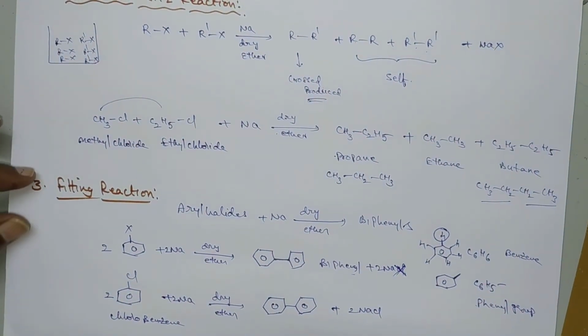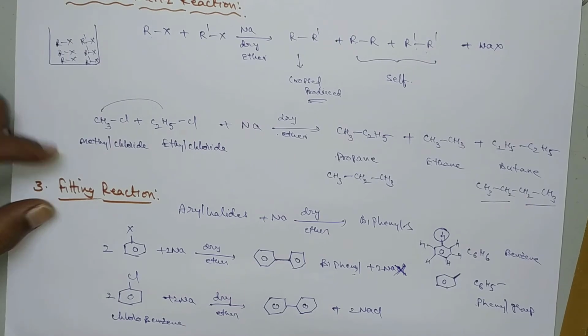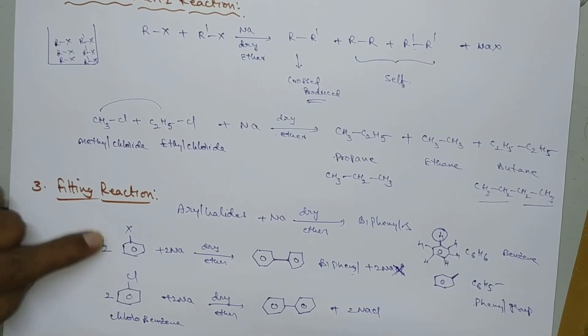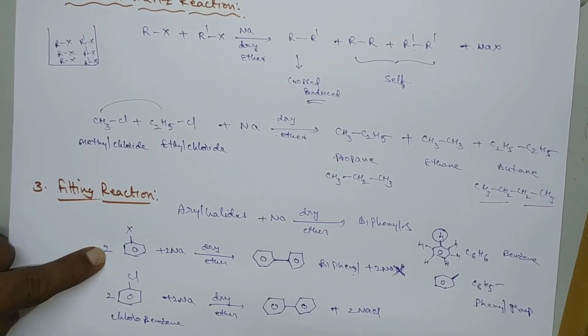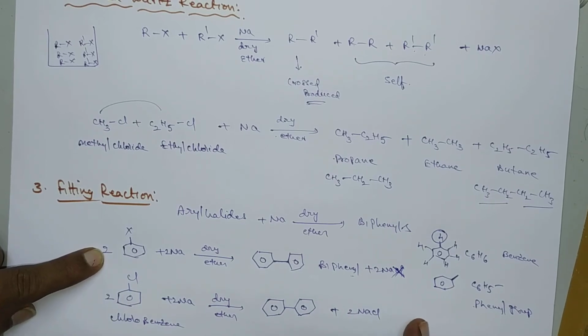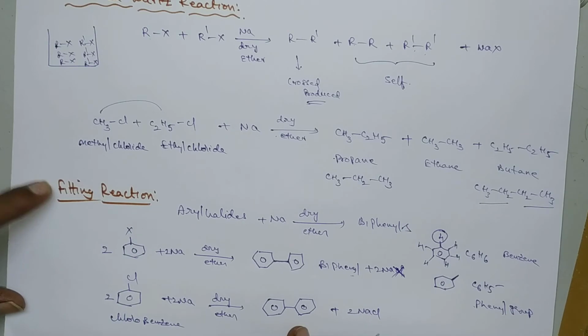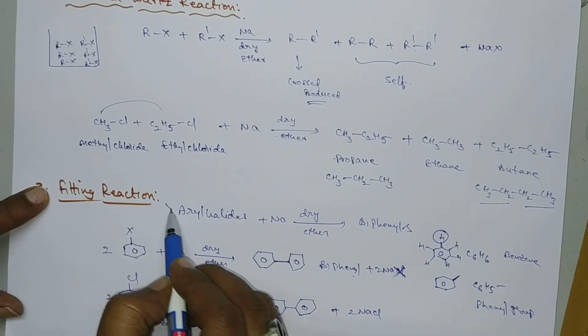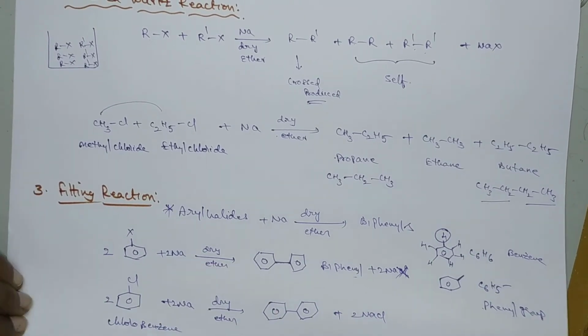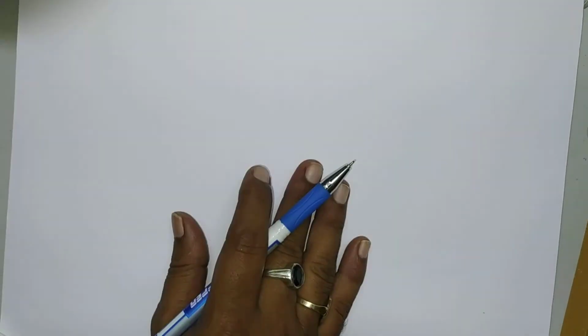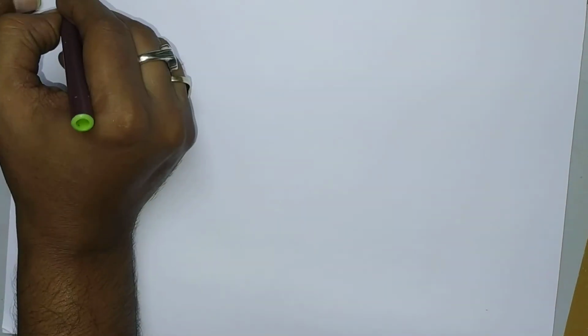So this is about the Fittig reaction. In the Fittig reaction, we have to consider only aryl halides. Aryl halides undergo a similar type of Wurtz reaction to form biphenyls. Okay, this is the Fittig reaction. And next we move on to the Wurtz-Fittig reaction. The fourth one is the Wurtz-Fittig reaction.